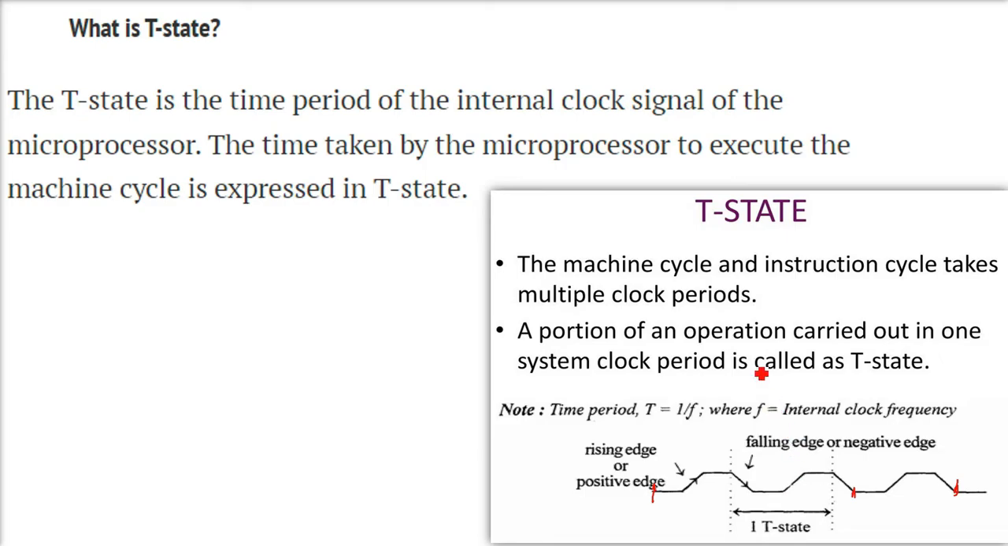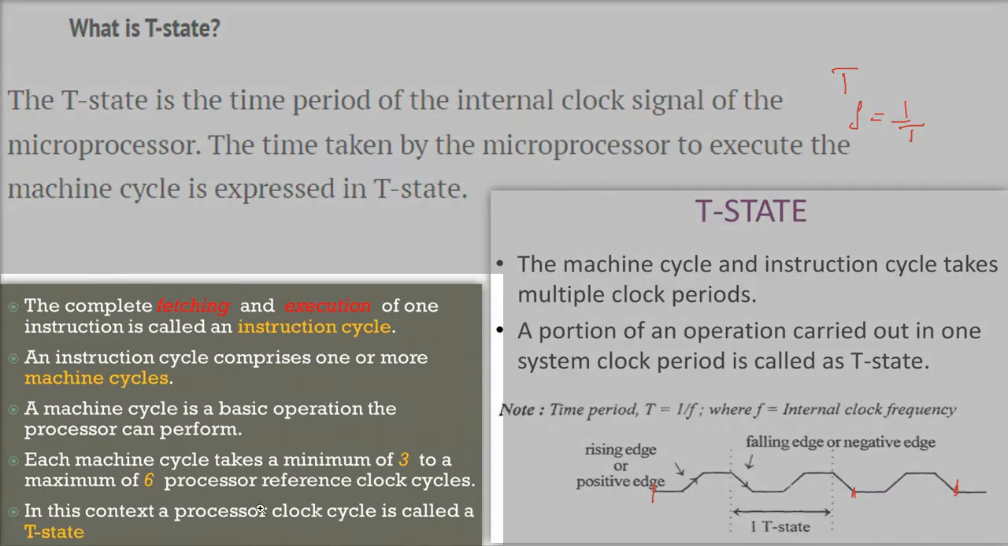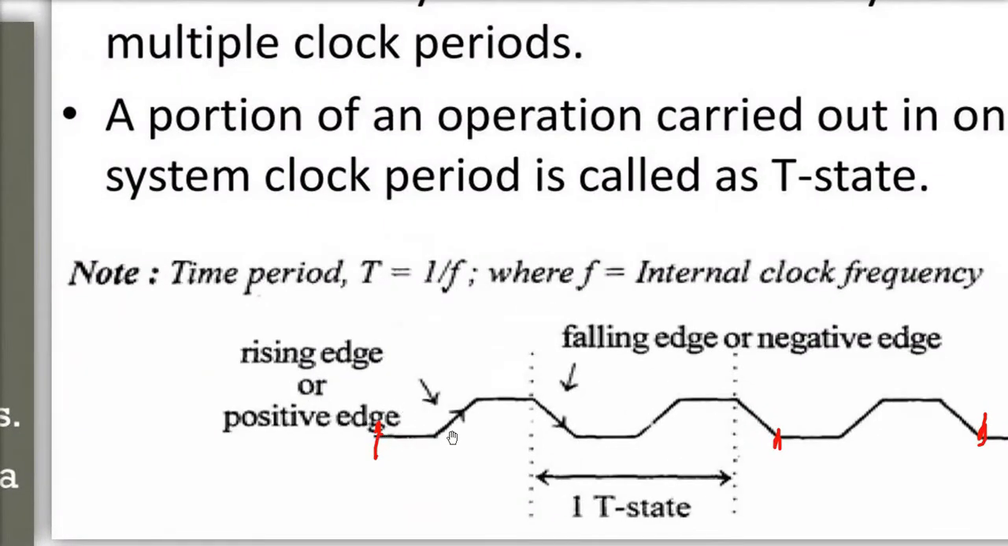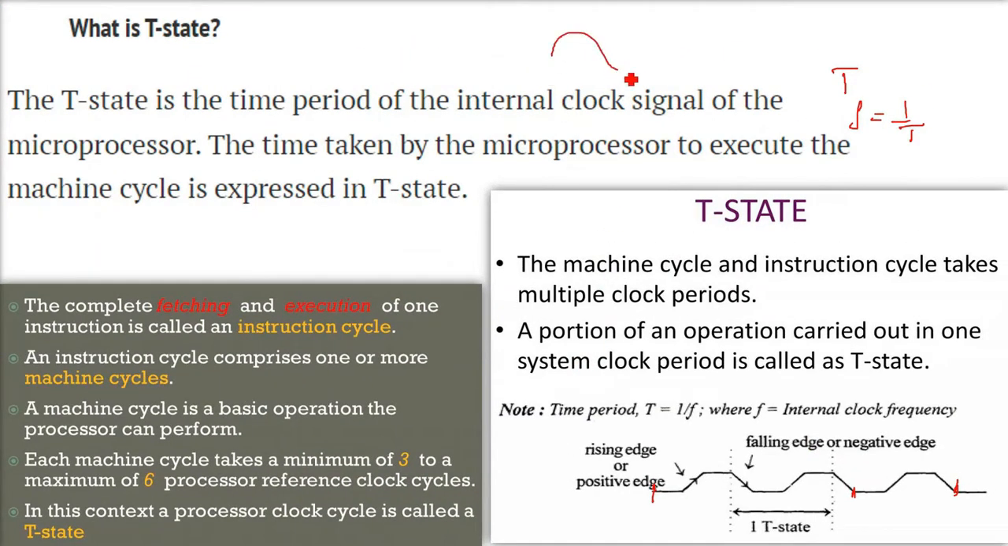How do you get this clock period? From the frequency, because frequency is 1 by T, so time is 1 by f. The frequency is already specified, so the time you can find out. And in this one time period, the portion of the operation being carried out is called the T state. Here you see, this is a falling edge, this is a falling edge. So one T state is some portion where the operation will be carried out. For example, you have a wave, and this is a part which is again repeating. So that is a period.